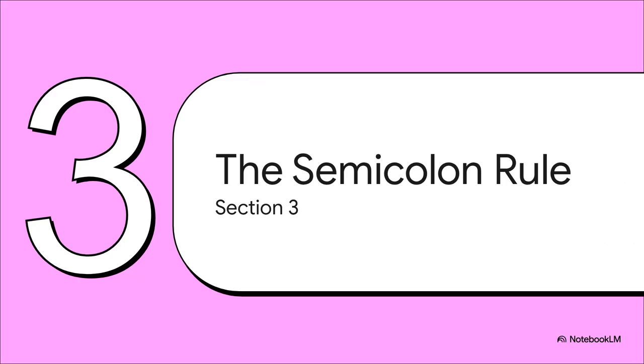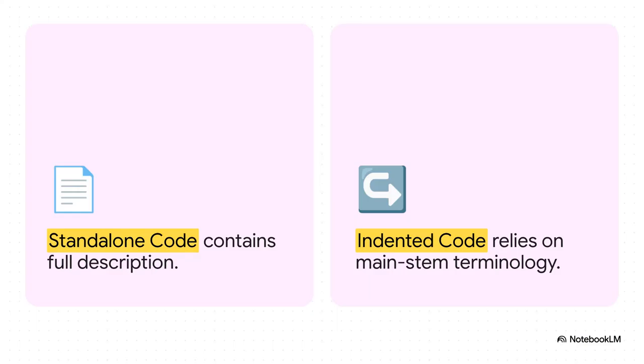Section 3, the semicolon rule. I want you to think of the semicolon as the grammatical wiring of your manual. Basically, a standalone code contains a full, complete description, but an indented code relies on that standalone code. The golden rule here is that the common main stem terminology that appears before the semicolon in the standalone code applies to all the indented child codes right underneath it. Understanding this is a total game changer because it prevents you from having to read the same words over and over again. It's a massive visual trick for saving you precious time on a timed exam.